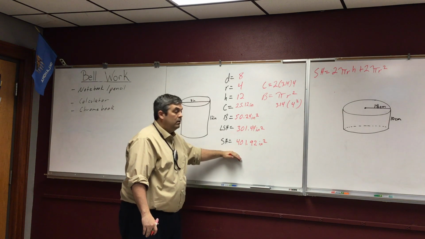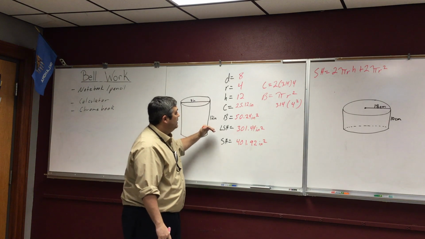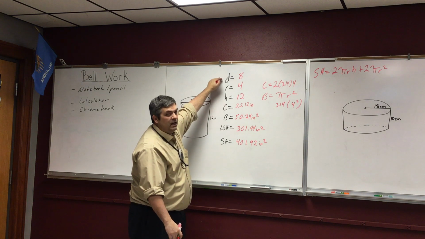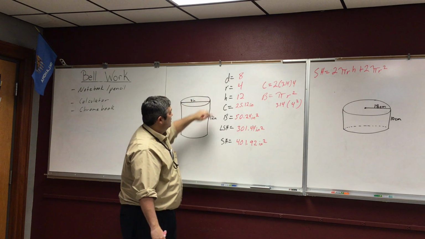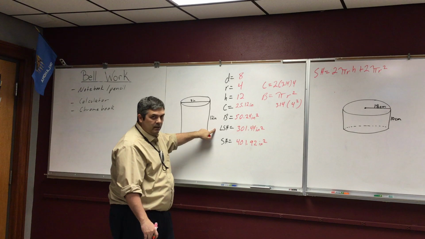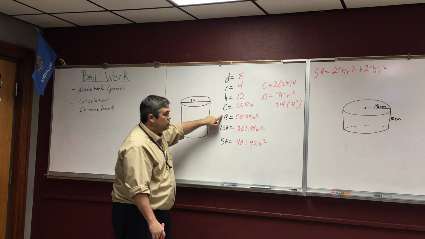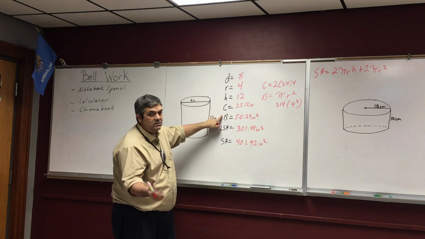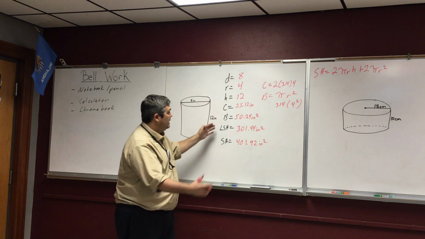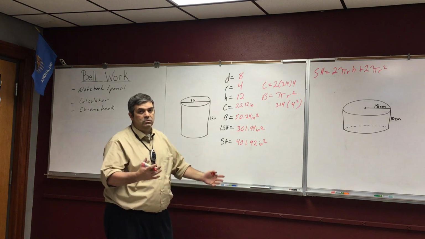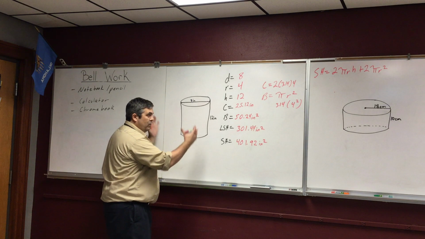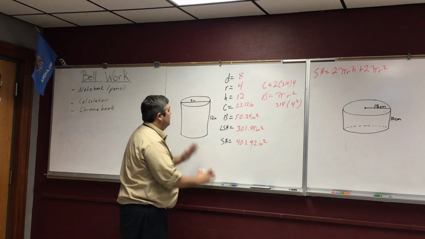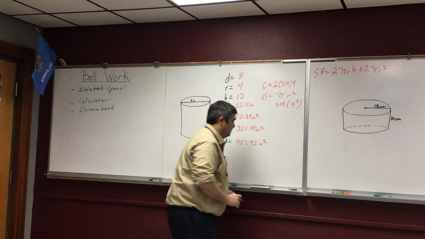That's fine. But understand that you can get more information out of this. Circumference times the height gets me my LSA, and I have two bases, so I need to multiply the base area times 2 and then add it to my LSA to get my total surface area. It's about the concept of what's going on there. You can do this. Not a big deal.